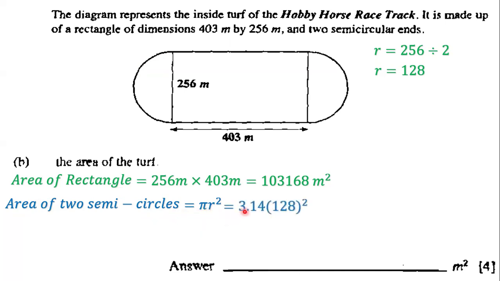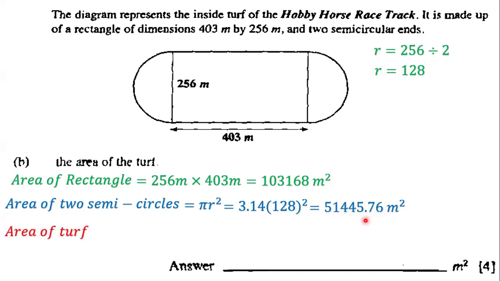Pi is 3.14 and the radius is 128, so it's going to be 3.14 multiplied by 128 squared. When we multiply this out, we get 51,445.76 meters squared.